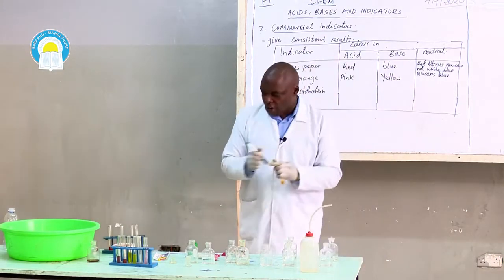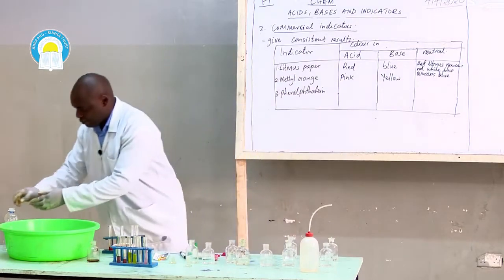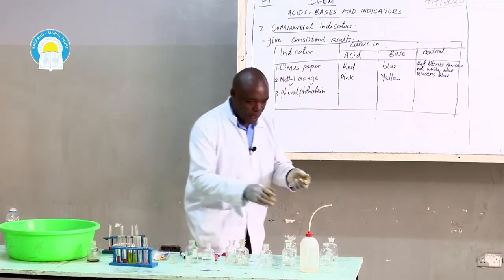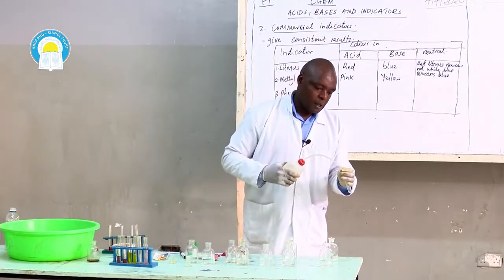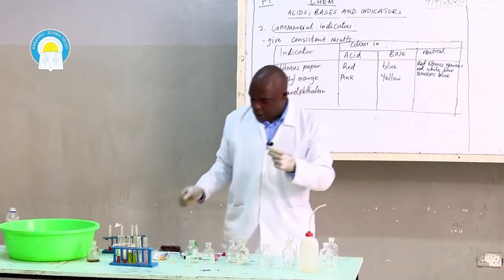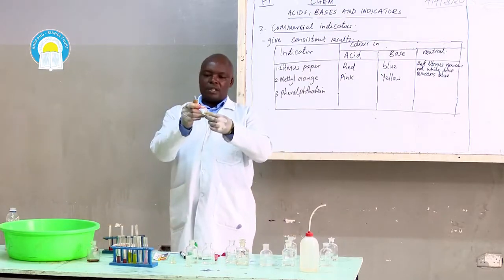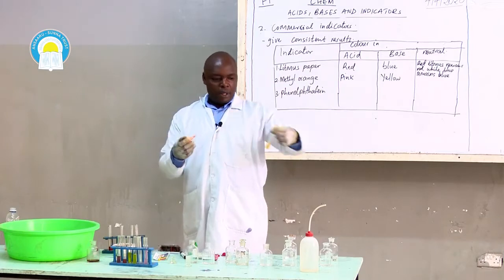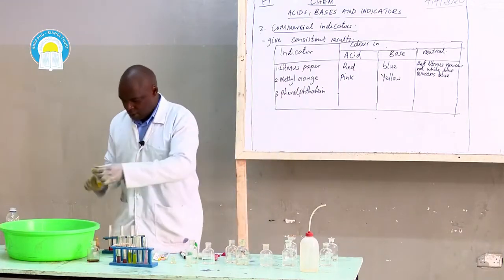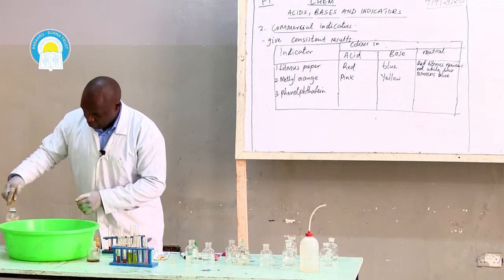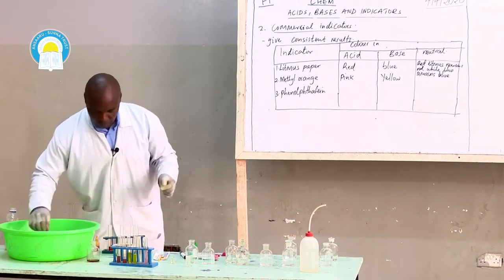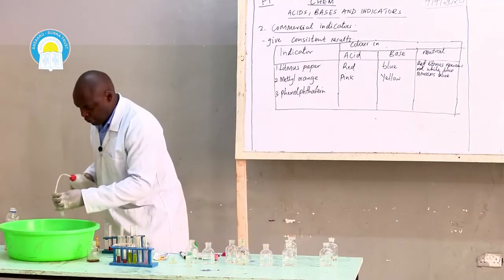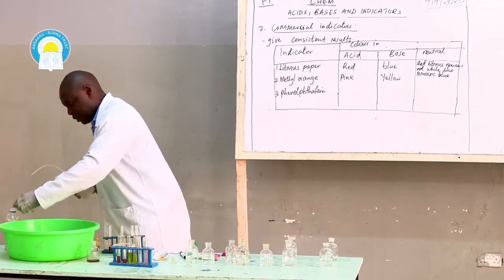Then methyl orange in a neutral substance, like distilled water. Let's see the color of methyl orange in distilled water. Let me rinse the test tube first. It looks to be contaminated.